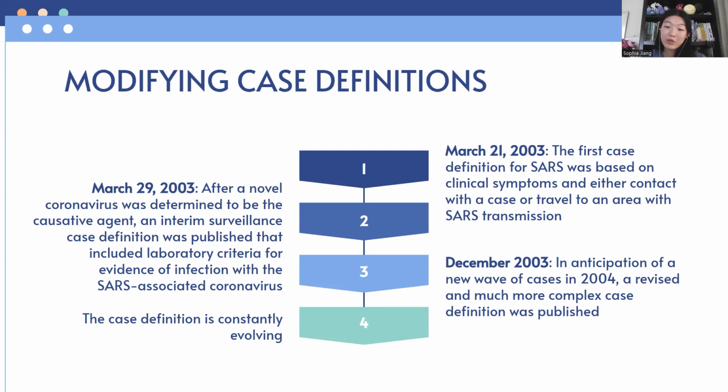Then, in December 2003, in anticipation of a new wave of cases in 2004, a revised and much more complex case definition was published. So this means that the case definition is constantly evolving. It's evolving because we get more information about the disease and what's causing it, or it might just be evolving because we're getting new technologies, new ways of detecting the disease, diagnosing it, curing it. So as we advance, so do our case definitions.